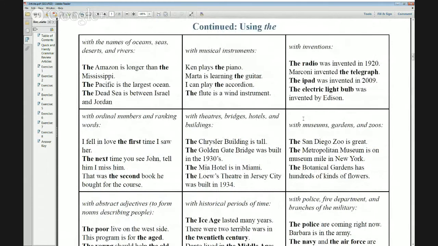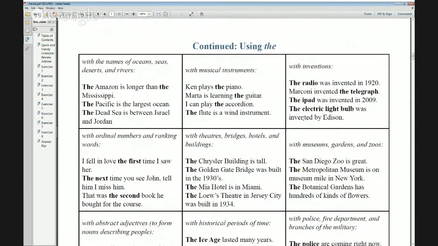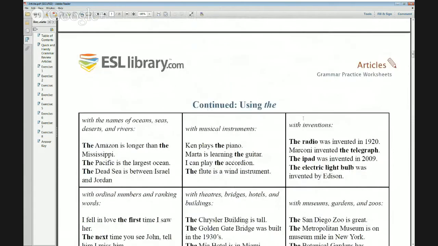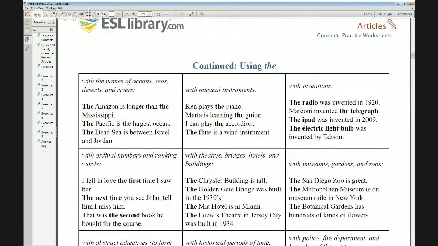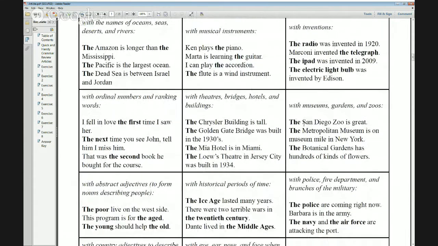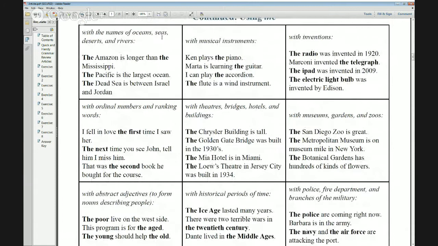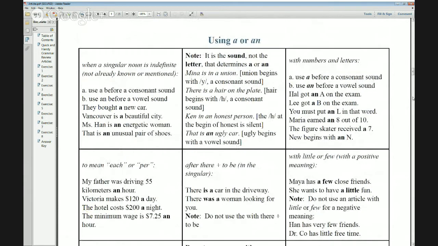Did you find it? It's on the third page. On the third page? Okay, which box? The first one. Very good. Yeah, I want to see. Evidence. Very good. So the Mississippi River, the Pacific. Yeah, so oceans, seas, deserts, and so on. Very good. Okay, moving on.